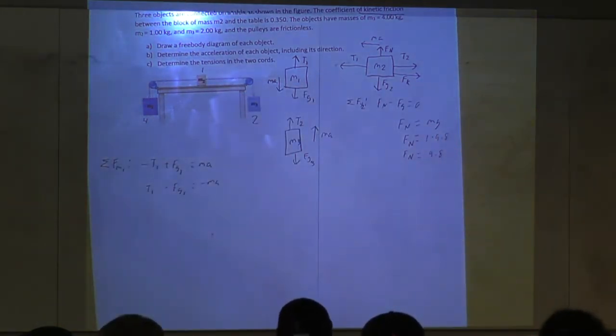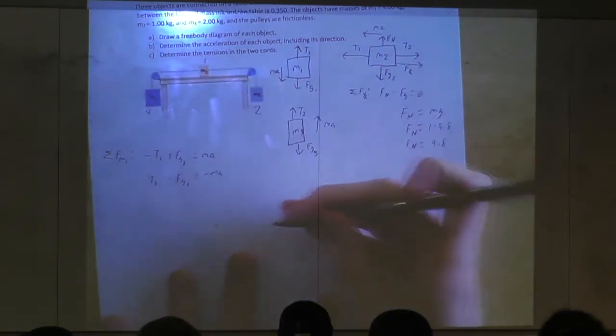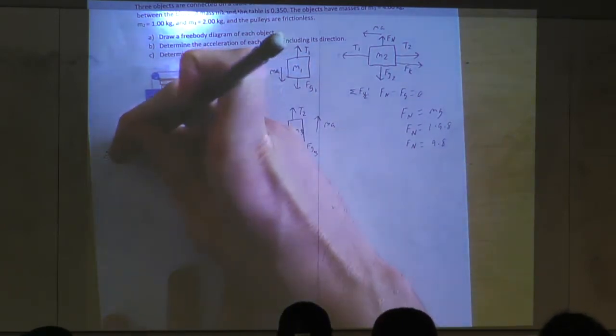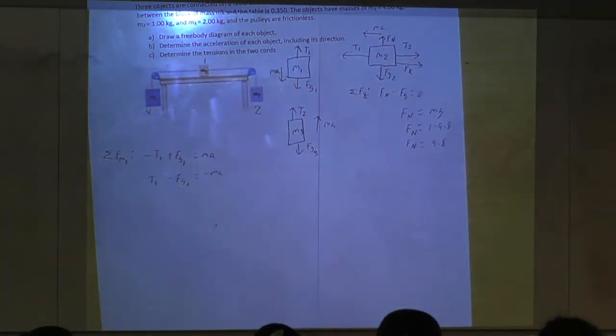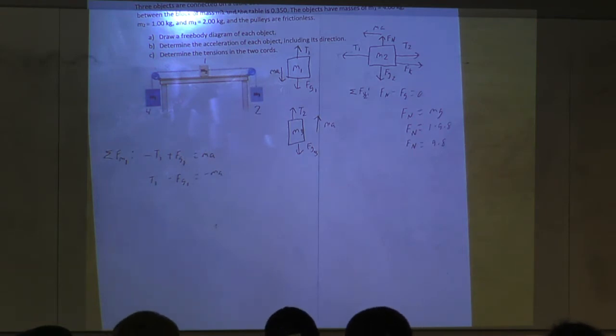What's the subscript you're using for the summation of force? I just said FM1 for mass 1. FM1? Yeah. Just because I want to have some way of looking back at it and knowing which one I'm looking at.